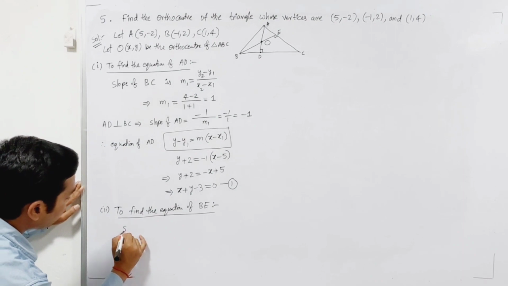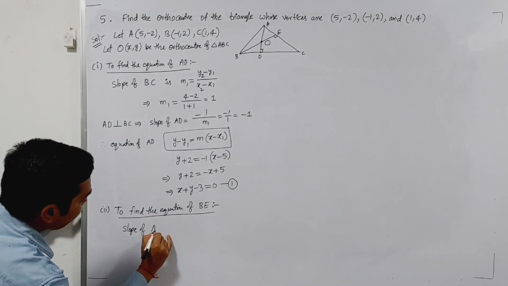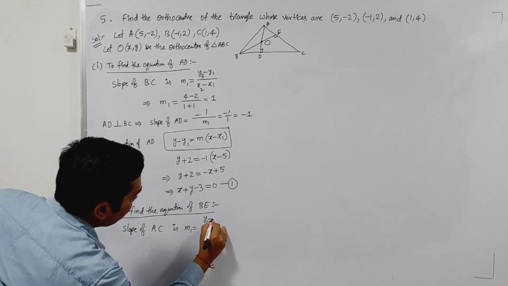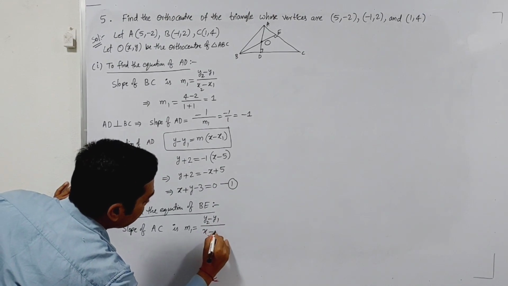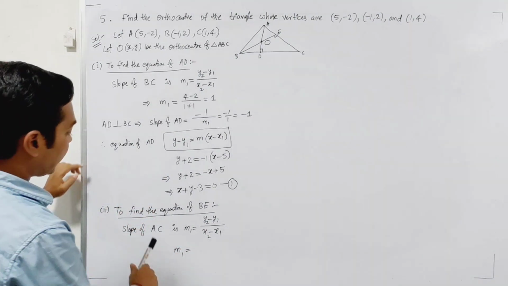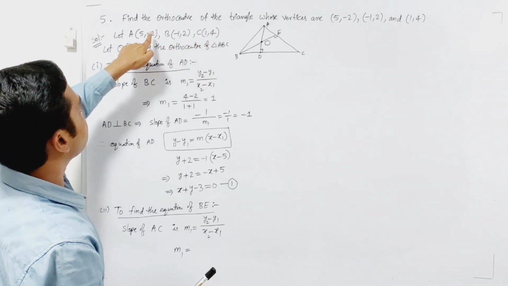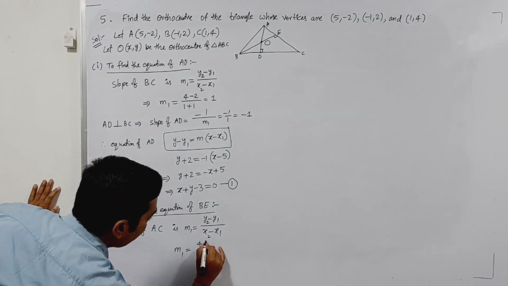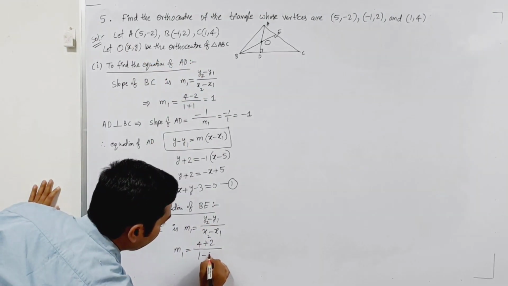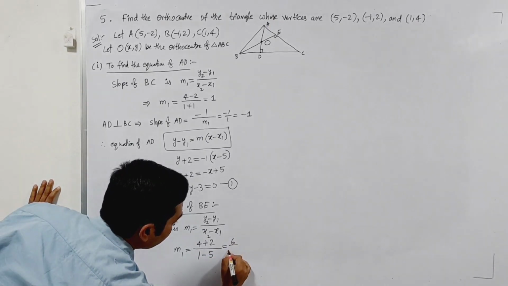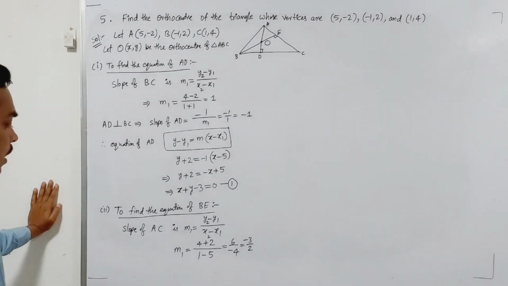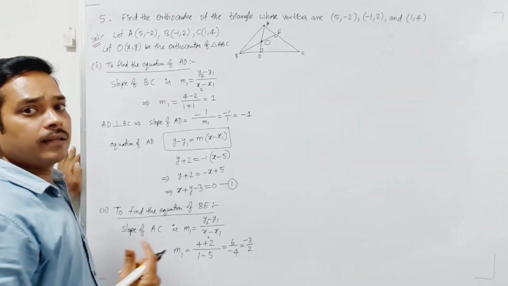So first of all, find the slope of AC, m1, with the same formula, y2 minus y1 by x2 minus x1. For A and C: y2 minus y1, 4 minus of minus 2, plus 2, by x2 minus x1, 1 minus 5. That is equal to 6 by minus 4, which is minus 3 by 2.